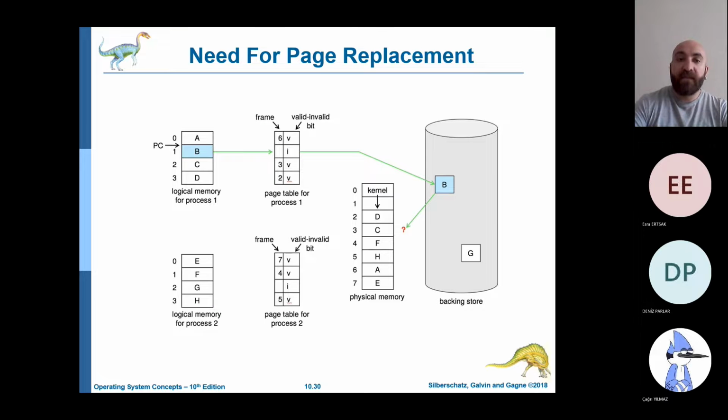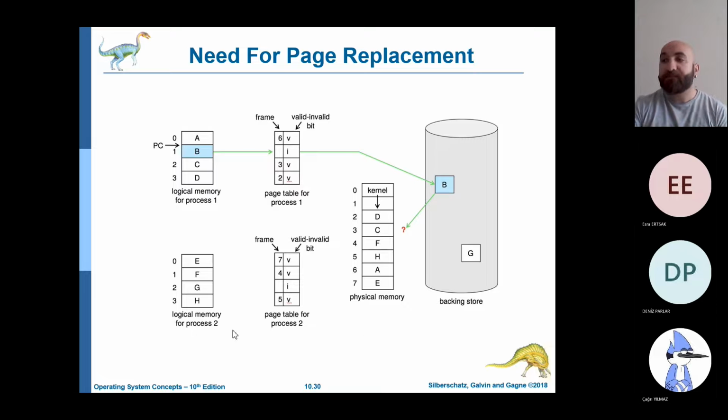You can see the need for page replacement. Okay, so this is my physical memory, and my physical memory is full. Assume that process 1 wants to reach page B. Page B is invalid, so that means actually it's not in physical memory. So a page fault occurred. That means the operating system has to page in that page B. But as you can see here, our physical memory is full. So that means we have to select a victim frame and free it.